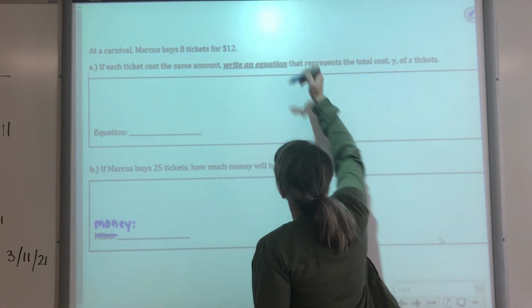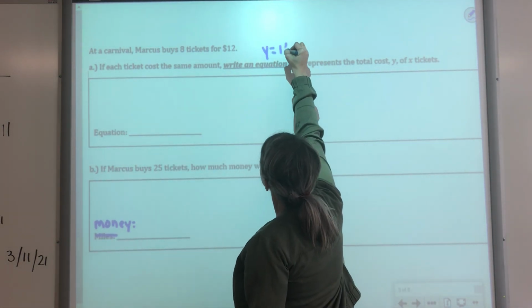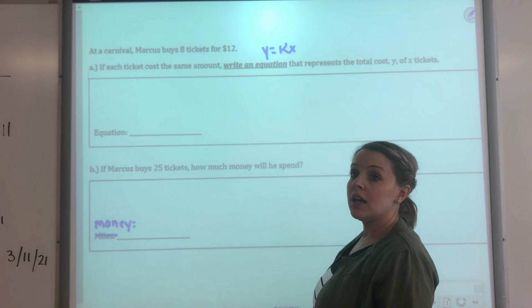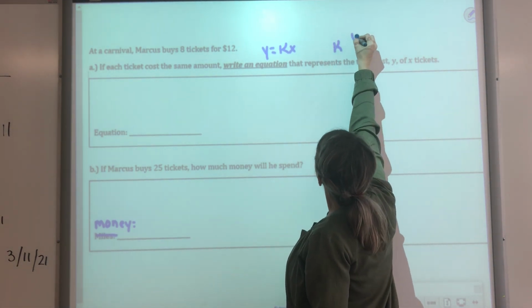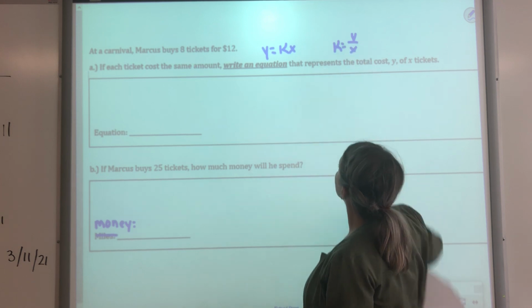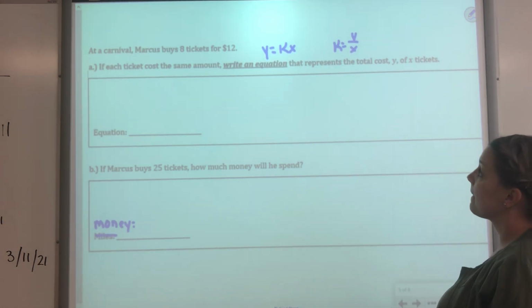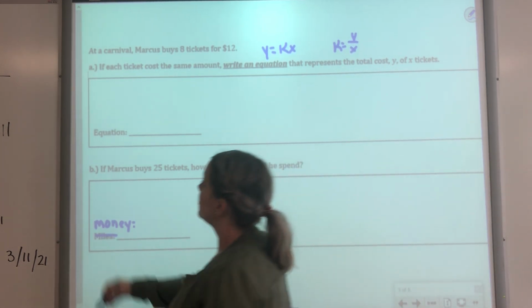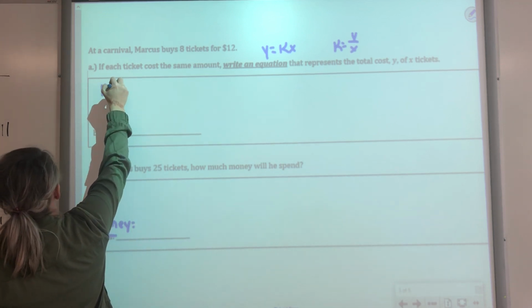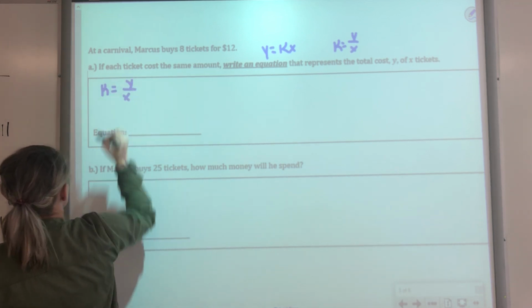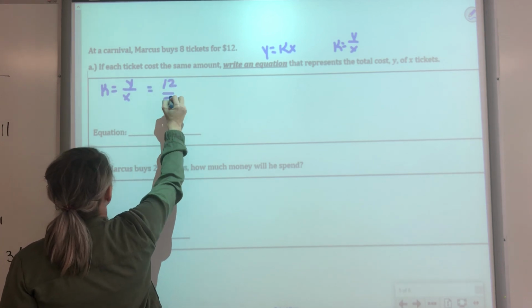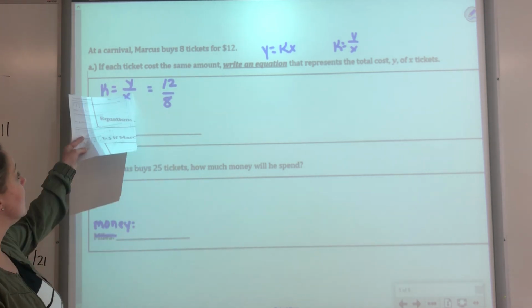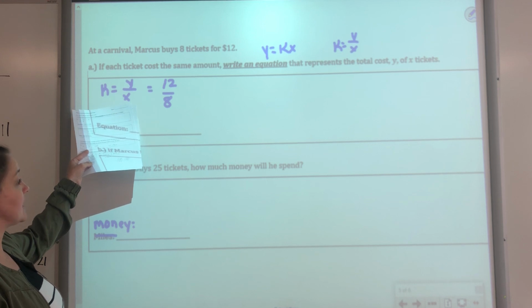Our equation has to be in the form of y equals kx. If our equation's in the form of y equals kx, we need to calculate the constant of proportionality, which is y over x. So we're going to find the constant of proportionality first. Okay. So that is 12 over 8. Okay. $12 over 8 tickets.